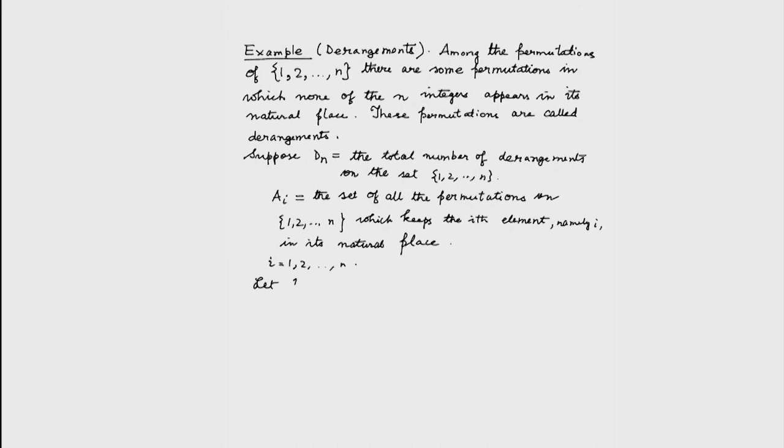Let u denote the set of all permutations on 1, 2 up to n. Just to recall, this means that u is the set of all 1 to 1 onto functions from 1 up to n to 1 up to n.